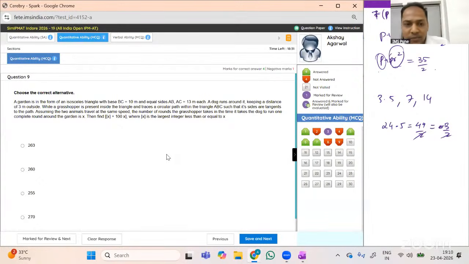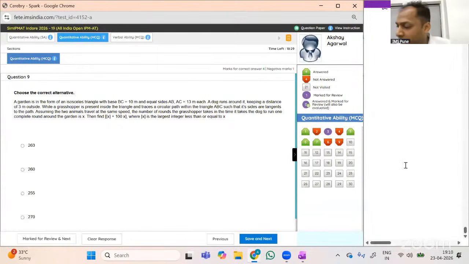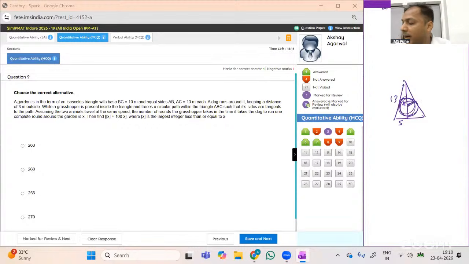So this one seems easy. This one is manageable. There's an isosceles triangle, 13. I'm thinking this is 13. BC is 10, so this is 5. So this is 12. And then, all right, I just need to find out the incenter of this. So if this is 5, this is 5, this is 13, so this is 8 and this is a right angled triangle.